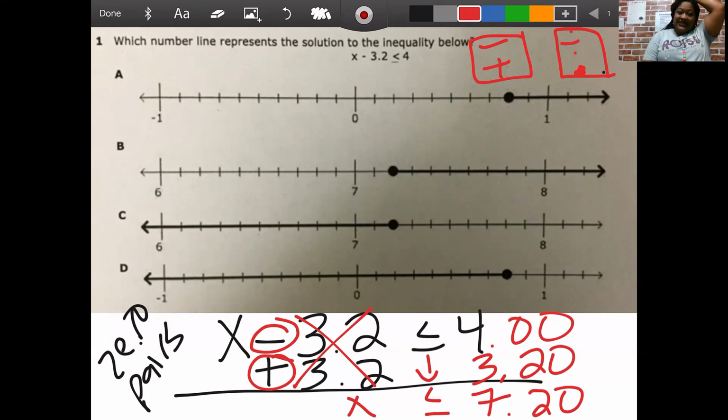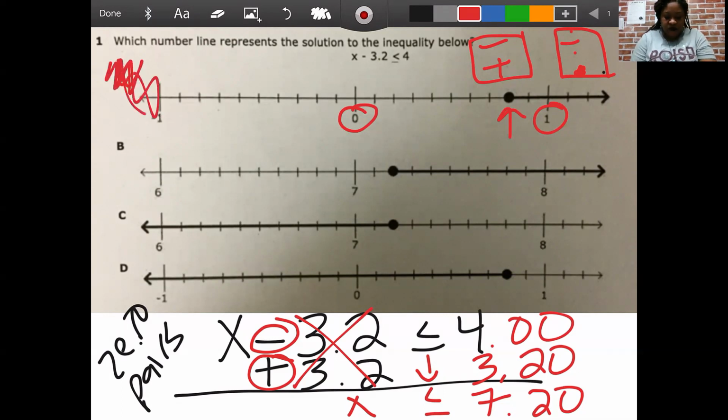Now, if x is less than or equal to 7.2, let's go find 7.2 on the number line. Is this 7.2? Is 7.2 between 0 and 1? No. 7 is between 6 and 8, right? So we already know that A is not it. Okay, next. This dot is between 7 and 8, my bad. I was thinking of two whole numbers, 7 between 6 and 8. 7.2 is between $7 and $8. Think of it like money.